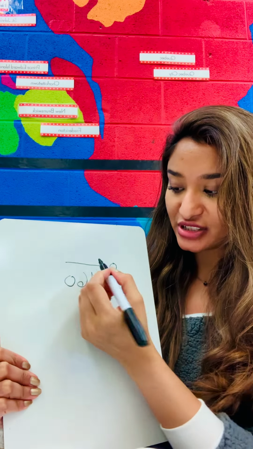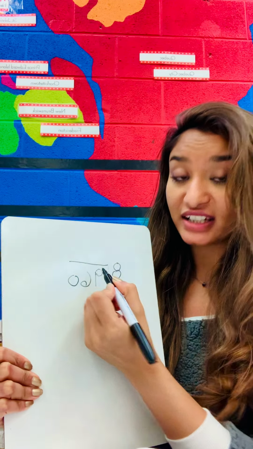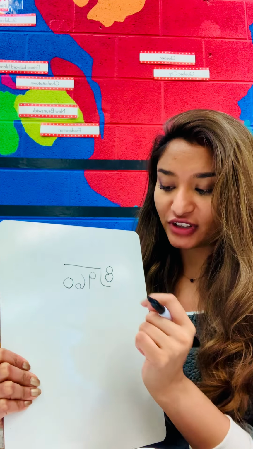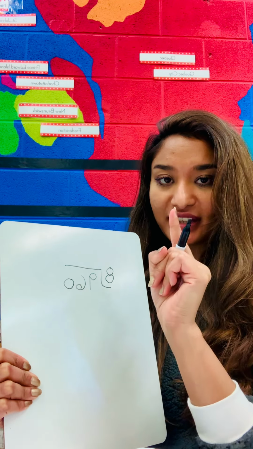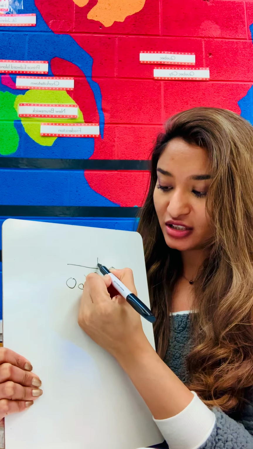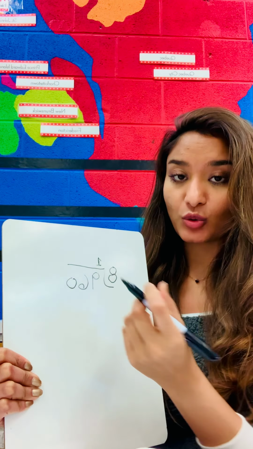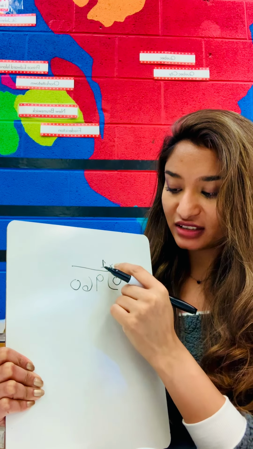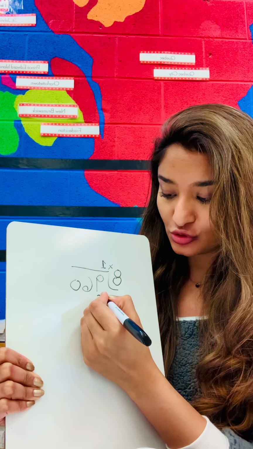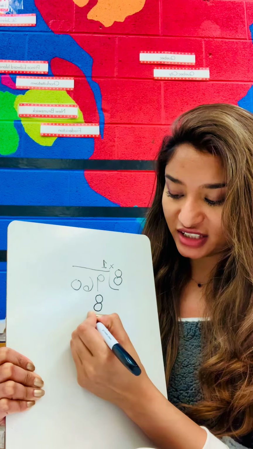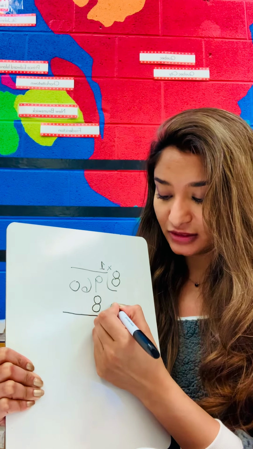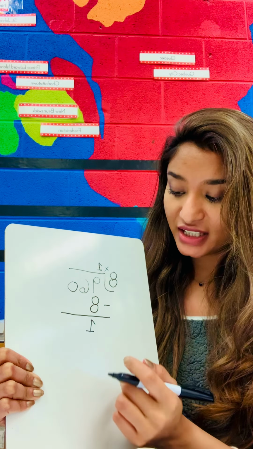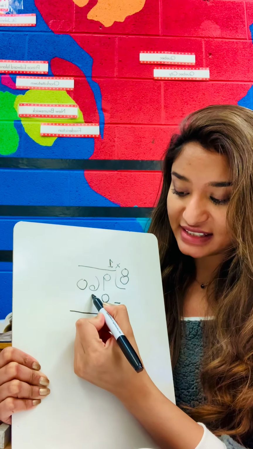So then we ask ourselves, is 9 big enough for me to divide by 8? Yes, it is. How many 8s do I need so that I could fit them into this 9? I need 1 8, right? I go ahead and write my 1 at the top, then I need to multiply it. So 8 times 1 gives me 8. I write my 8 down, then I subtract it, and I'm left with 1, right? Then I go ahead and bring my 6 down.